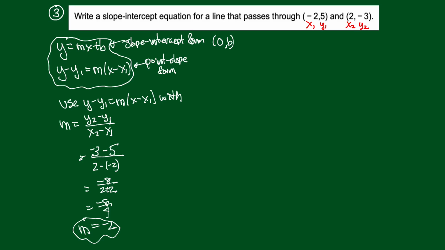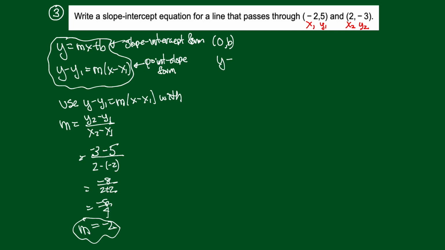Now, let's substitute into our template up here. Here's our template: y minus y1. I've got a y1, which is 5, and an x1, which is negative 2. It doesn't matter, as it turns out, which one you use. We'll have to manipulate a little bit, but at the end, we'll end up with the same equation. So let's substitute.